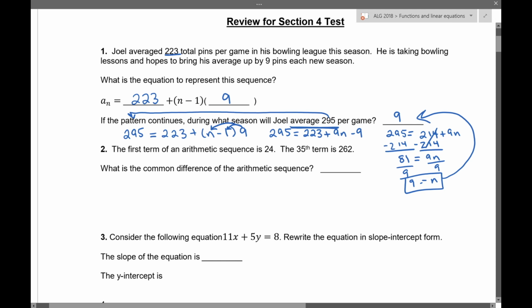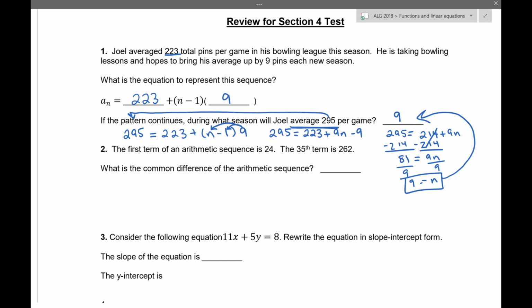Okay? So, when you guys have your test, the only difference that is going to happen is the numbers. So, all you need to do is input different numbers and do every step that I just did. Let's move on to question 2.